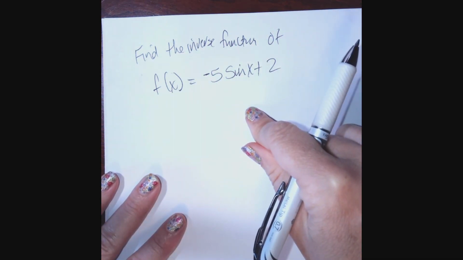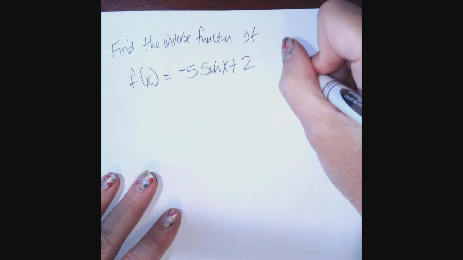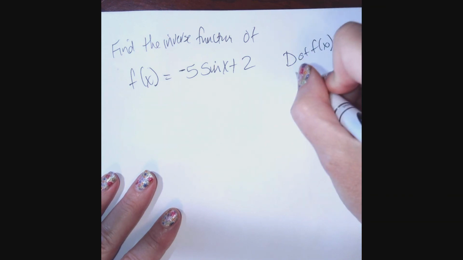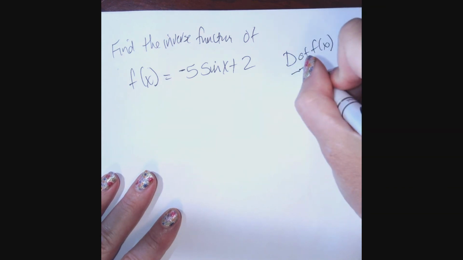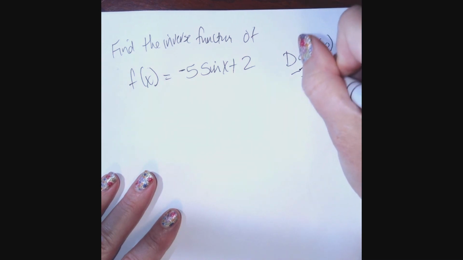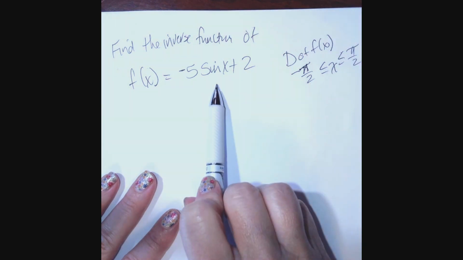Now, when we are finding inverses, we have to restrict. So we're going to restrict the domain of our function f to from negative pi half, sorry, negative pi half to positive pi half, because we're doing a sine function.